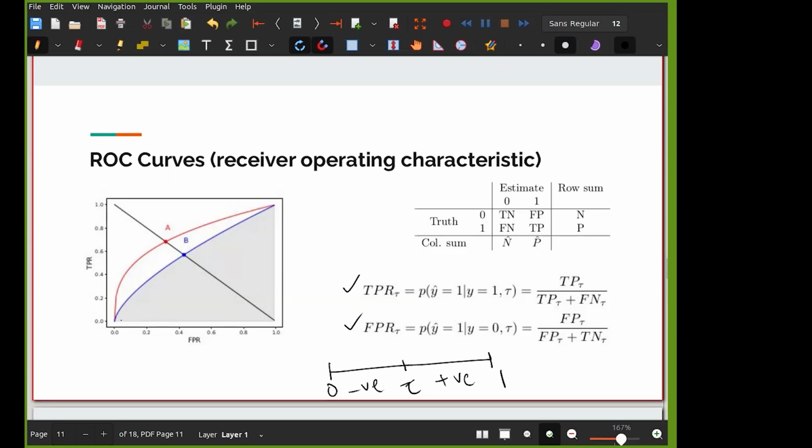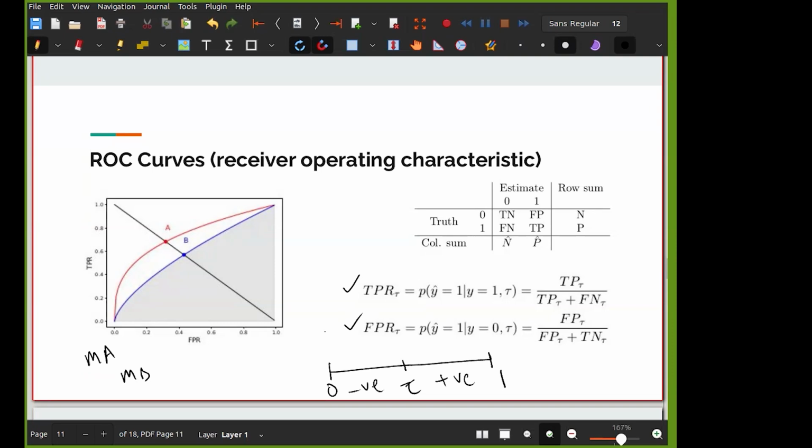So you'll get a trajectory of TPR, FPR pairs as you change your threshold, right? Now, let's say I wanted to compare two models, model A and model B, but maybe I don't want to choose a threshold. I just want to know how well the samples are ranked so that the positive samples are ranked above the negative samples. Let's say that's my goal.